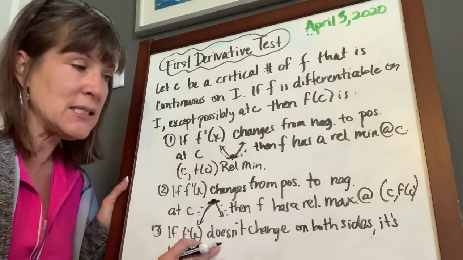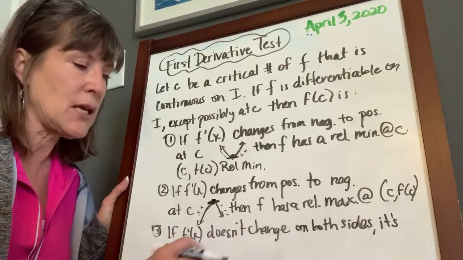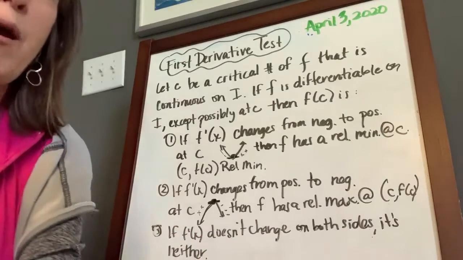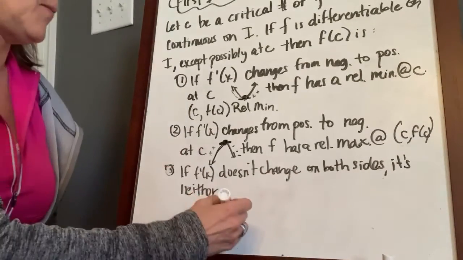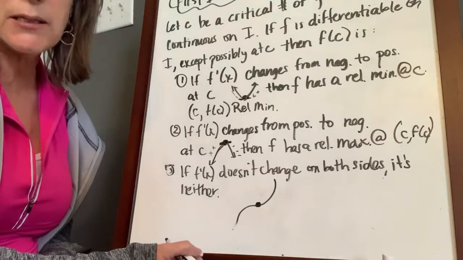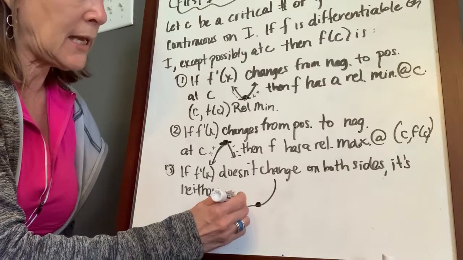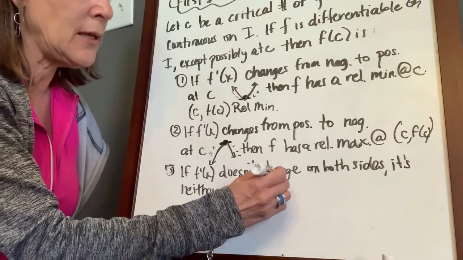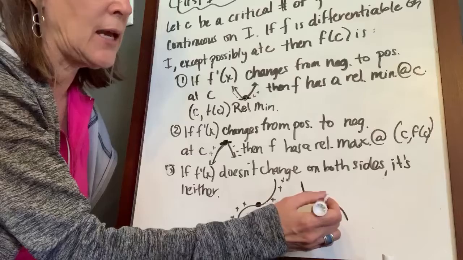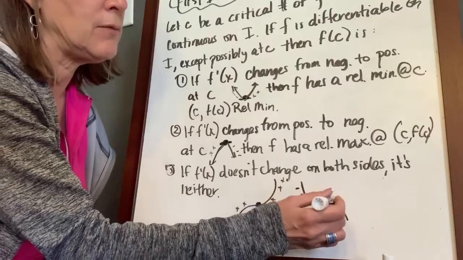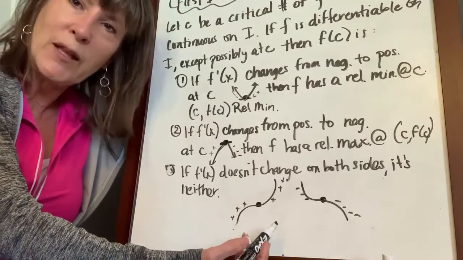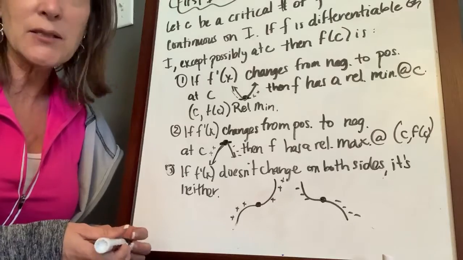If the derivative doesn't change, it's either positive on both sides or negative on both sides. For example, let me see if you can see this. Let me prop this just a little bit more. There we go. So let's say we have a critical point here, because that's where the tangent line is 0. If the slopes of the tangent lines on the left and on the right don't change, they're either positive on both sides, or let's say they're negative on both sides, these would have negative derivatives, negative tangent lines, then it's neither a relative maximum nor a relative minimum.